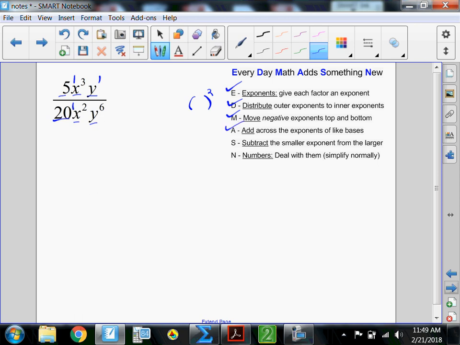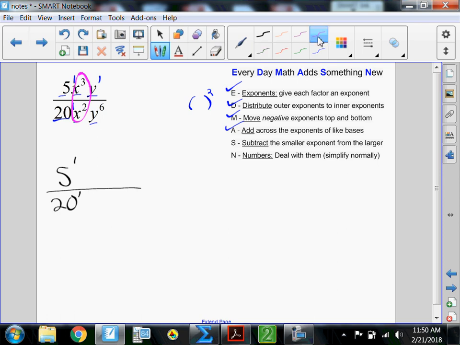Subtract smaller exponent from the larger. So we're going to do that now. My 5 over 20 is just going to stay 5 over 20 because those are numbers. Those are just different bases. Those aren't exponents. They each have an exponent of 1.